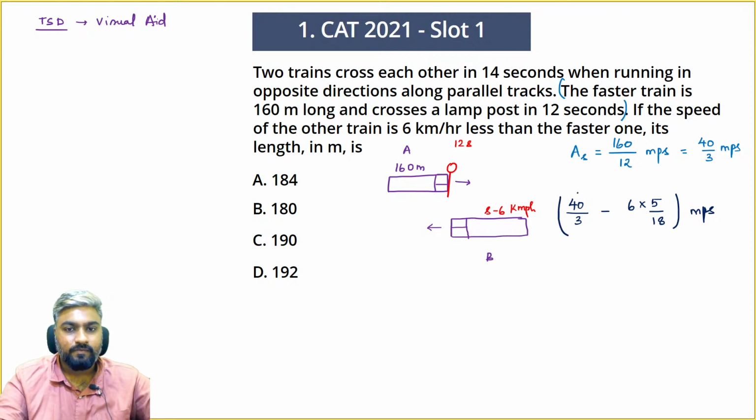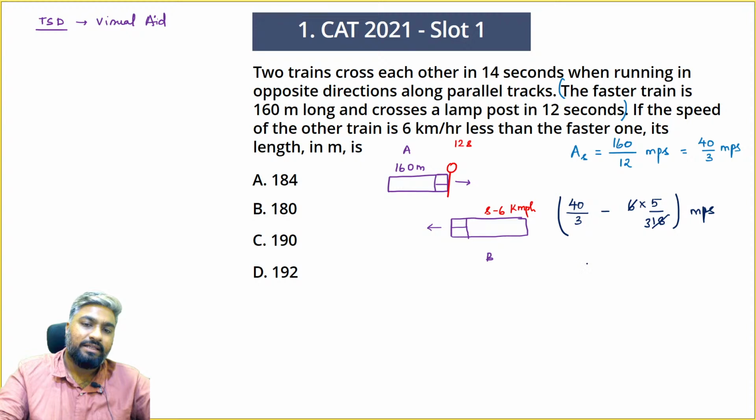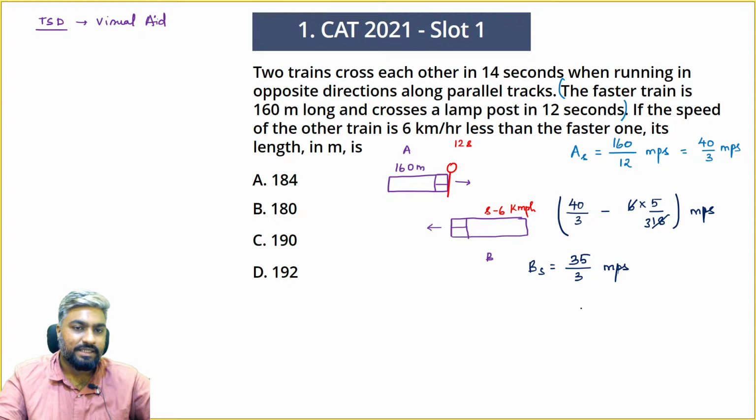Make sense? So how much is this going to be? This is once, this is thrice. 40 by 3 minus 5 by 3 is 35 by 3 meters per second. Understood, guys? So we found speed of train B as 35 by 3 meters per second. Now, how are we going to use this?